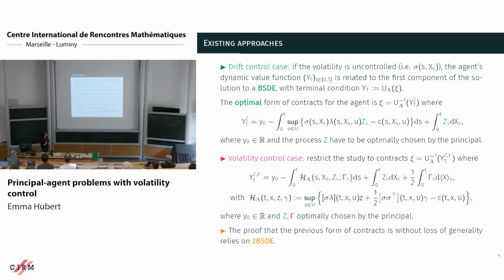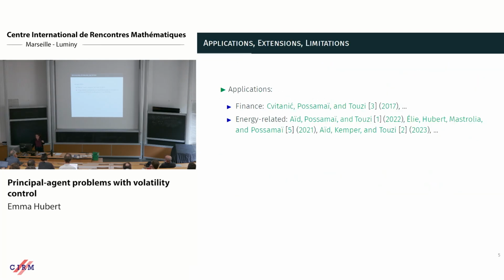Okay, and so the difficulty here compared to the drift case only is that if you want to prove that this form of contract in the volatility case is optimal, then you would have to go through second order BSDE. Okay, so because of volatility control, now this dynamic value function of the agent can be represented as a second order BSDE. So the main idea of the approach that I'm going to present just after is to see how we can bypass this second order BSDE issue.